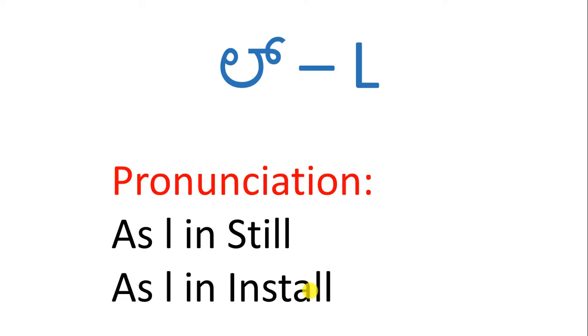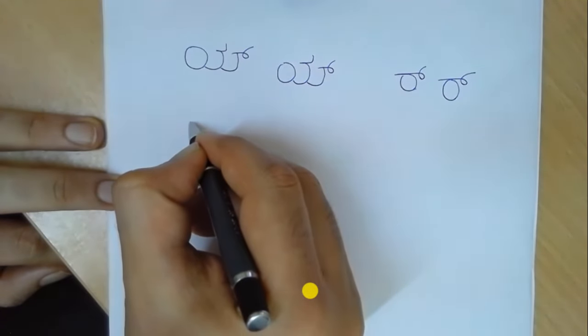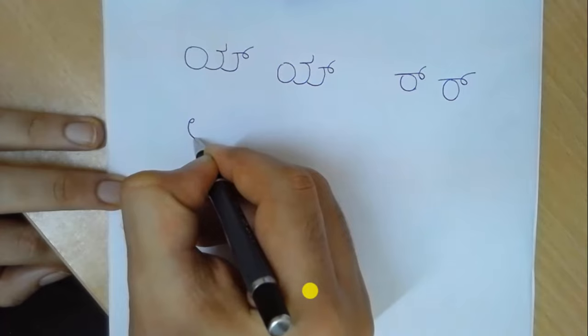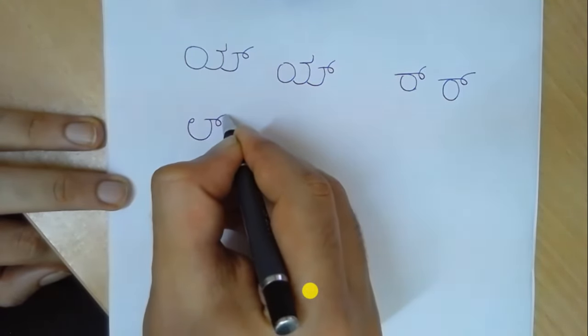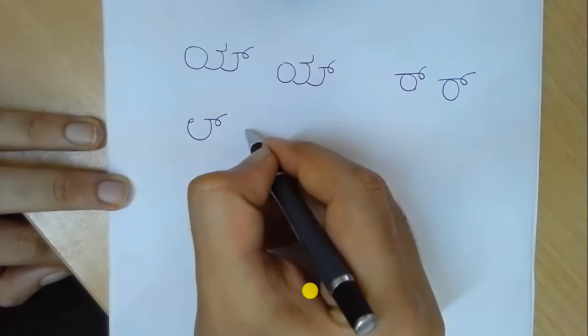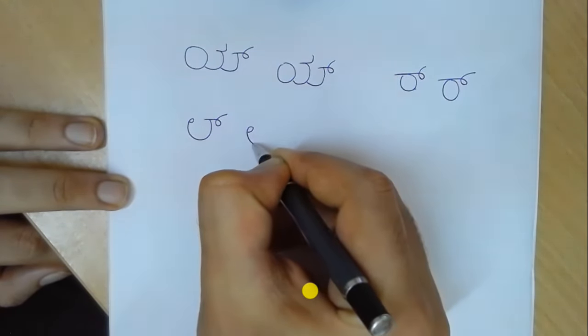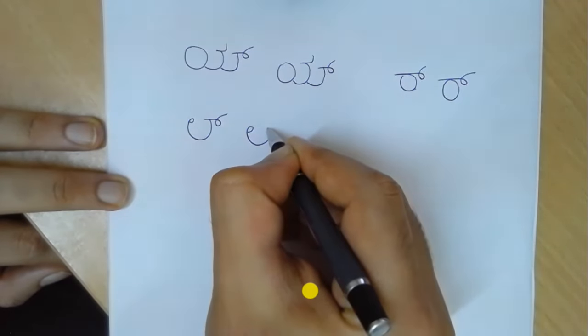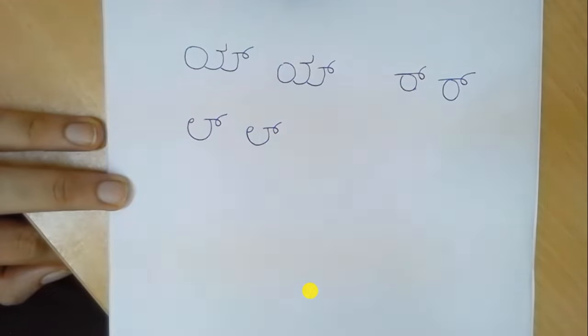Now let us see how to write it. This is also very simple to write. And you're done. That is how you write L. Once again, that is how you write it.